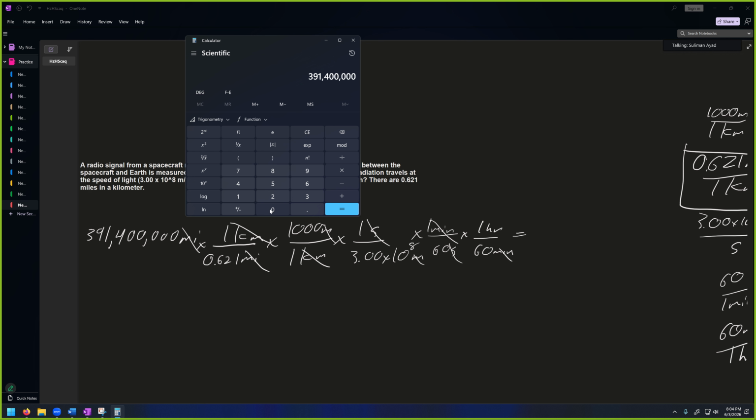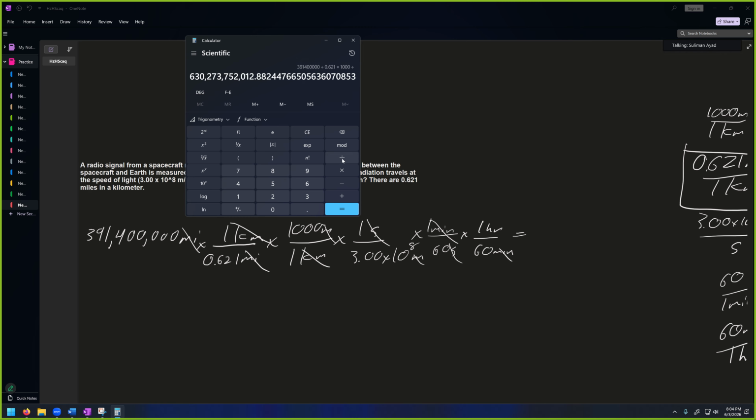So we have 391,400,000 divided by 0.621 times 1,000. So you see, even on your handheld calculators, you can still put it in exactly the way I'm doing it here. If something appears on the bottom, I do divided by. If it appears on the numerator, I do times.